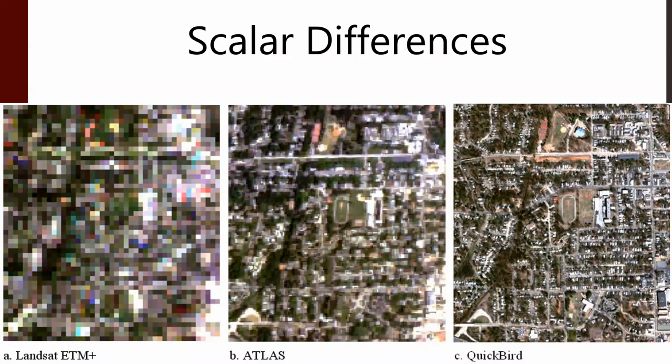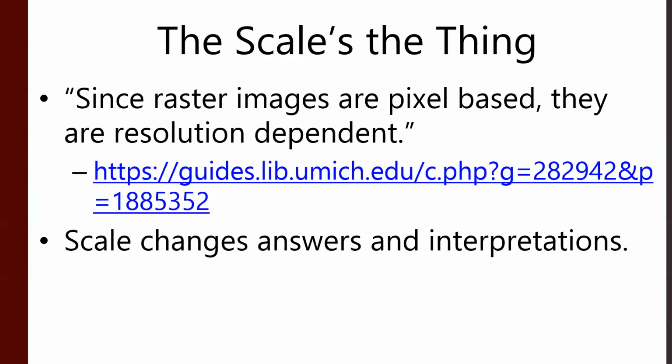As our satellite platforms have improved, we can see better resolution, we can see more detail. It doesn't mean the Landsat's no good. We have Landsat records at even bigger pixels, 60-meter pixels, going back to the 1970s. Well, at that scale, we can see landscape level things, glaciers, melting glaciers. So the scale's the thing. Raster images are pixel-based, so they are resolution dependent. Great link from the University of Michigan there.